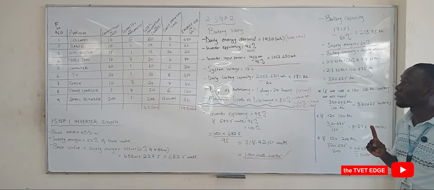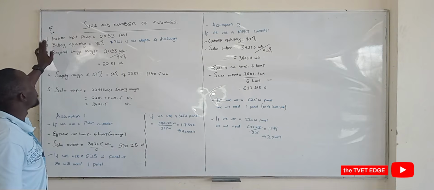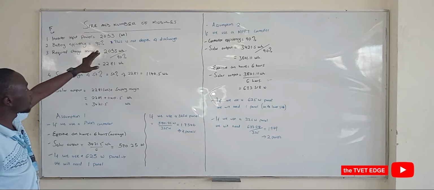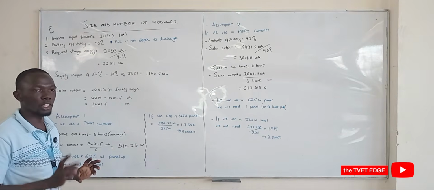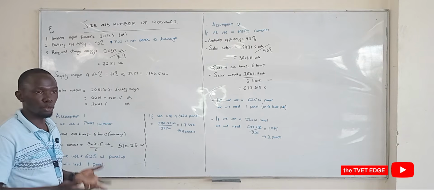Let me proceed with charge controller sizing now. Battery efficiency is not the same as depth of discharge. Depth of discharge is the total amount of charge you can extract out of the battery.